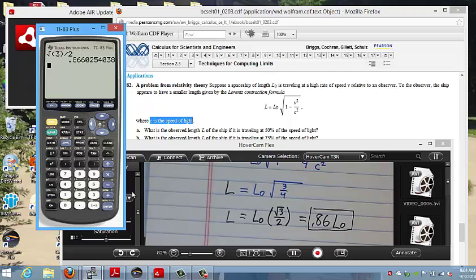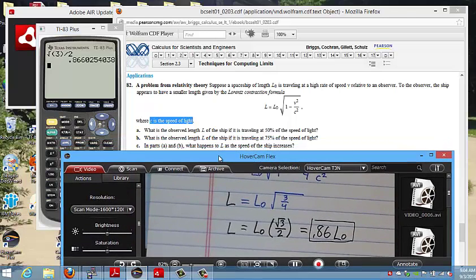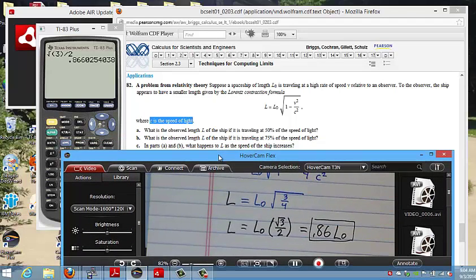So that's part A. And then they asked me to do the same thing for part B. And it says, in parts A and B, what is happening to L as the speed of the ship increases? Well, again, when you go faster and faster, L is going to look smaller than it actually is.